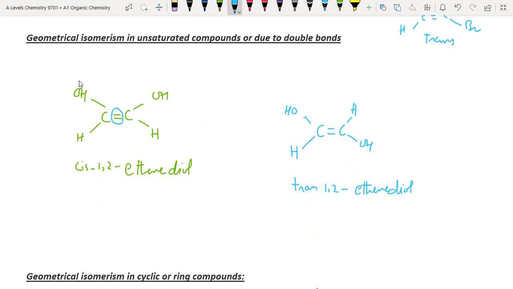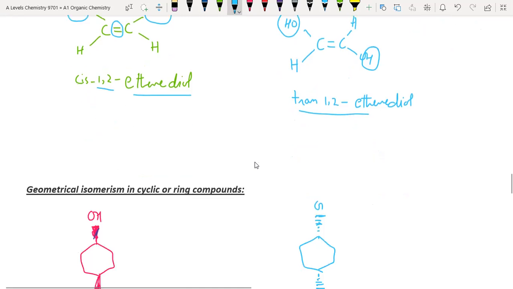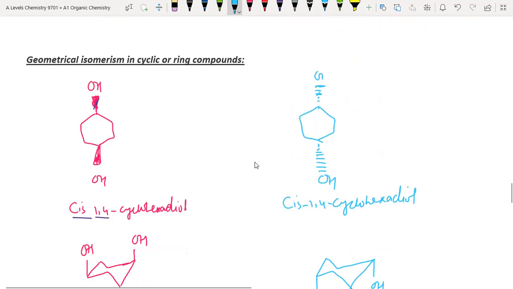If both the functional groups are on the same side of the double bond, then it would be cis structure. Cis 1,2-ethane diol. If both the functional groups are on the opposite side, then the structure would be trans. This was geometrical isomerism in unsaturated or double bond compounds. Now we are going to see the geometrical isomerism in cyclic or ring compounds.